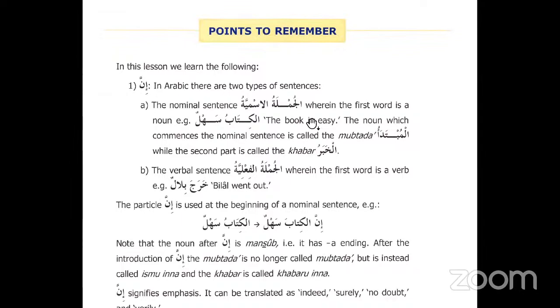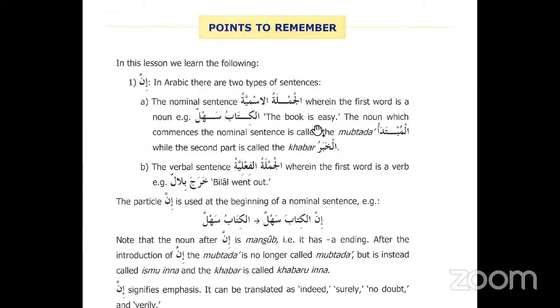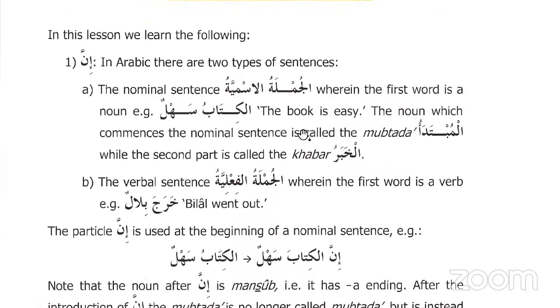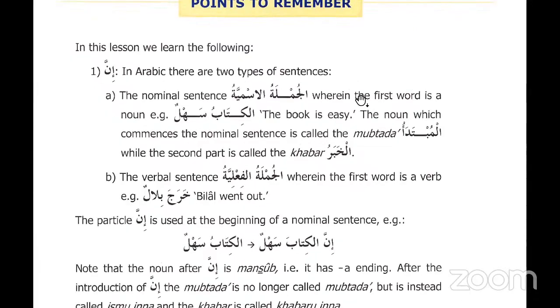In this lesson, we learned the following. In Arabic, there are two types of sentences. The nominal sentence, al-jumlatul ismiyatu, wherein the first word is the noun. The book is easy will be al-kitabu sahlun. The noun which commences the nominal sentence is called the mubtada, while the second part is called the khabar. The verbal sentence, jumlatul failiyatu, wherein the first word is the verb, for example, kharaja Bilalun, Bilal went out.